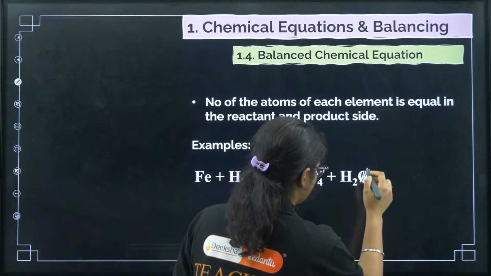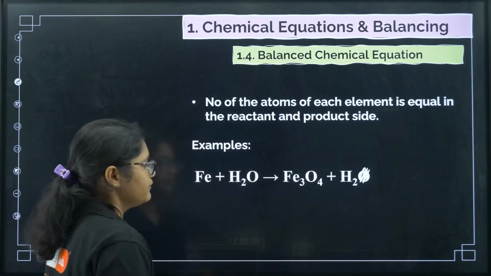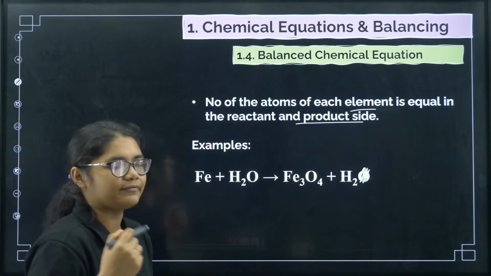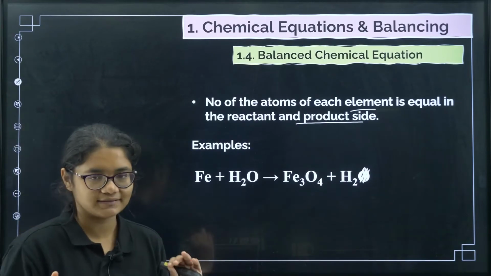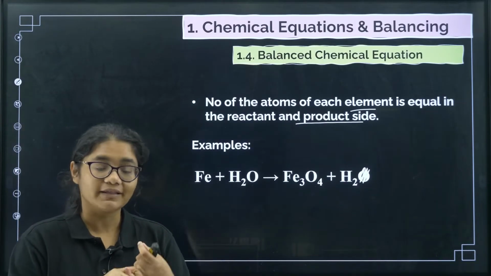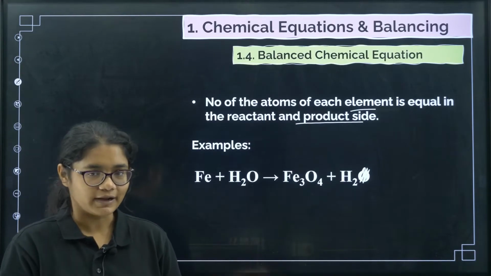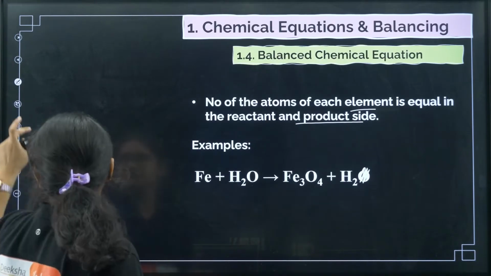So this is your H2 reaction. Now we need to balance. The number of atoms of each element should be equal on the product and the reactant side. Let us try this example and see whether this reaction is balanced or not. If it is balanced, that is fine. If not, we will try to balance it. Fine, let us start now.